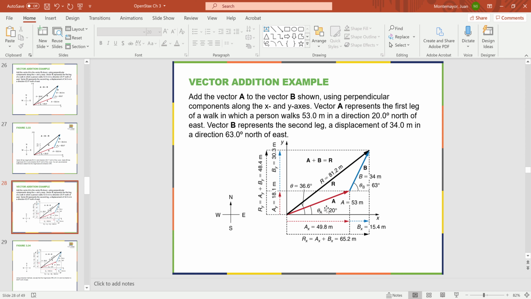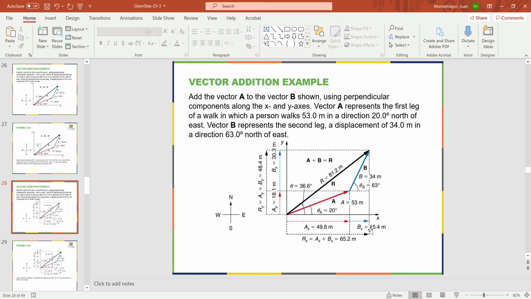53 sine of 20, and that'll give us 18.1. And then same thing for your b component here. Your 34 cosine of the degree and 34 sine of the degree. So once we have all this broken down, we know that ax is 49.8, bx is 15.4. Both of them are in our x direction, so we can go ahead and add them together. And our resultant x would be 65.2 meters.